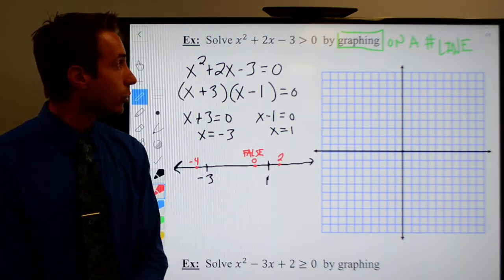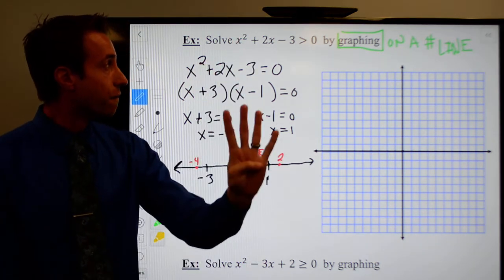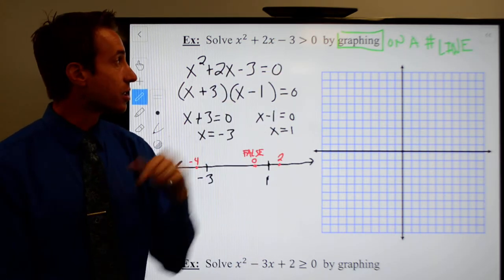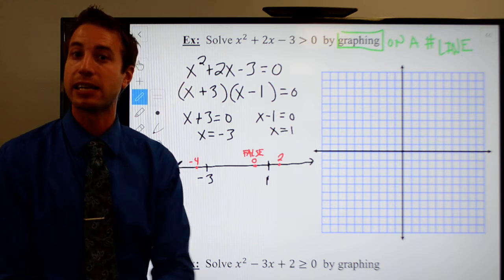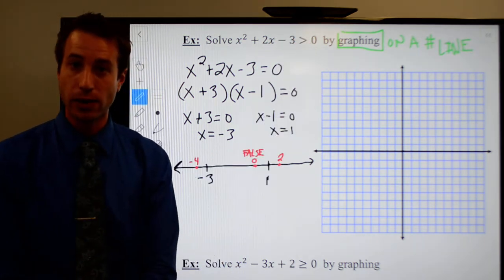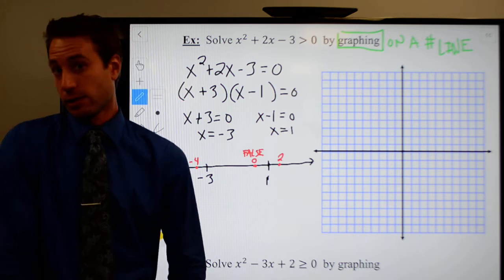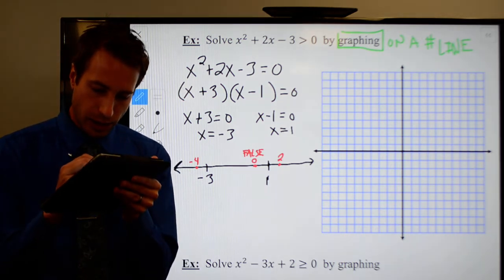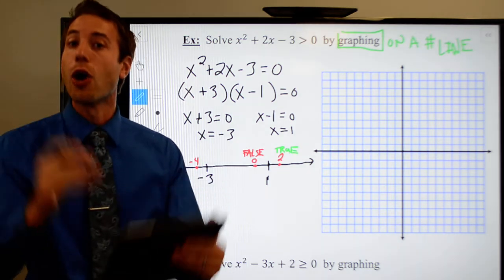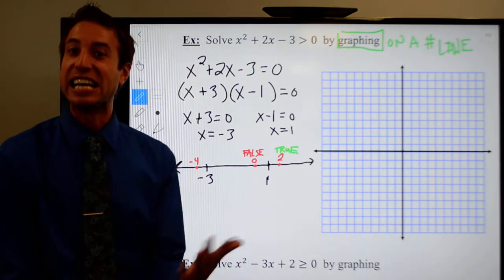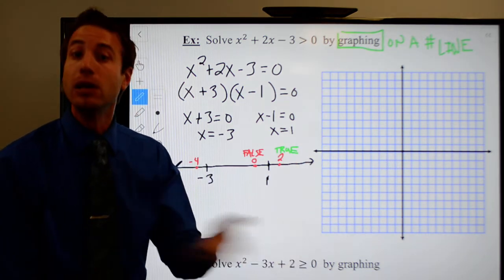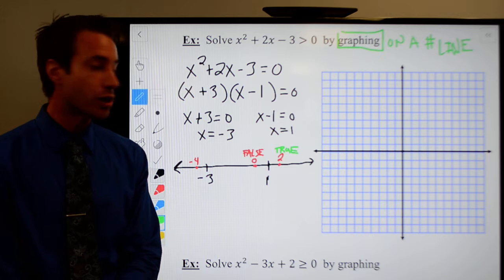I plug in a 2. Well, 2 squared is 4, and 2 times 2 is 4. 4 plus 4 would be 8, and 8 minus 3 is 5. Is 5 greater than 0? Yes, 5 is greater than 0. So that is true. Well, there we go, I just found a solution region. It turns out 1 to infinity is going to be a solution region.